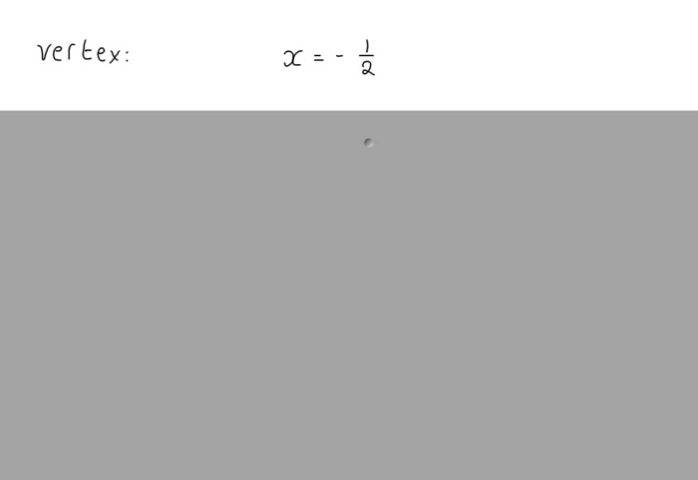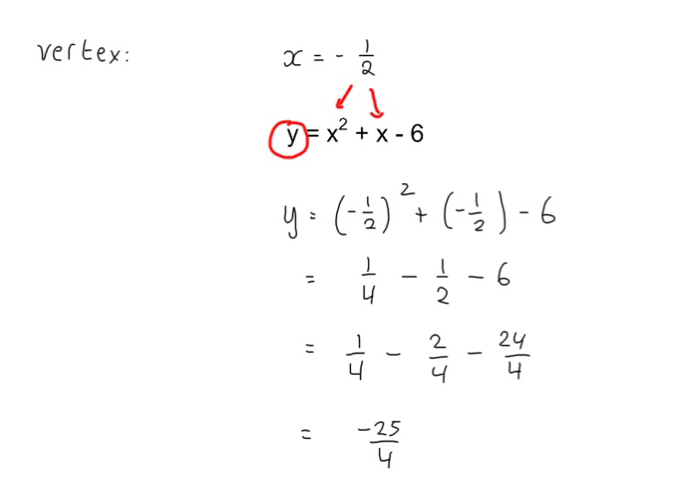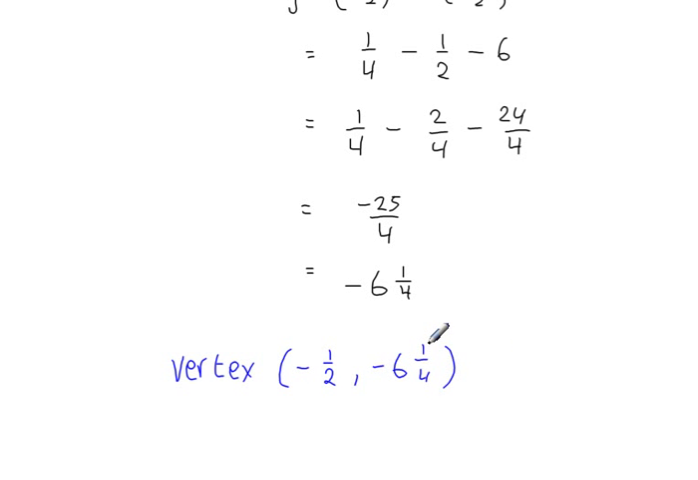For the vertex, I know the x value is minus a half. If I substitute that into this equation, so if I put x here and here, I can get the y-coordinate for the vertex, and it turns out the y-coordinate is minus 25 over 4, or minus 6 1/4. So this is the vertex, the coordinates for the vertex.